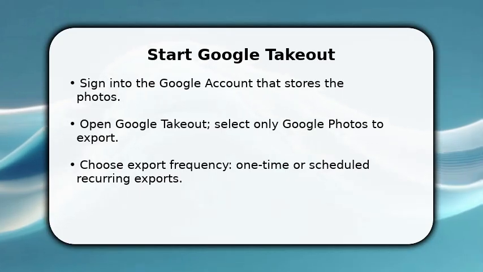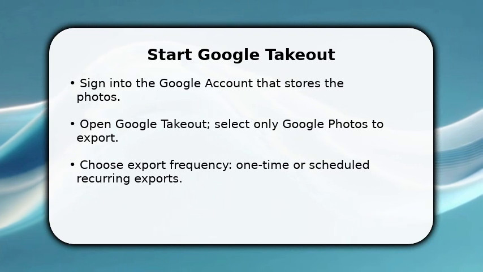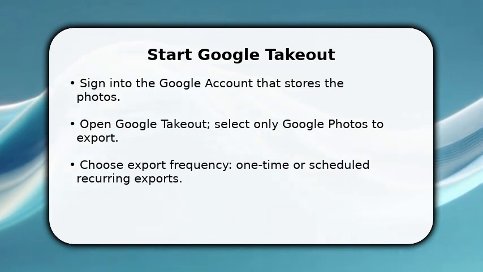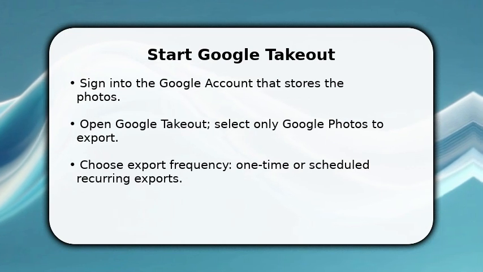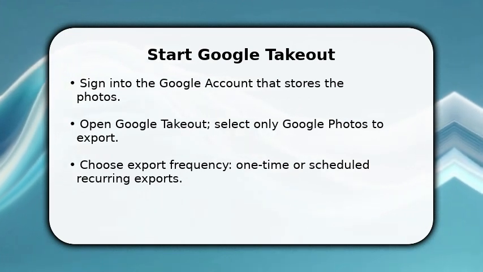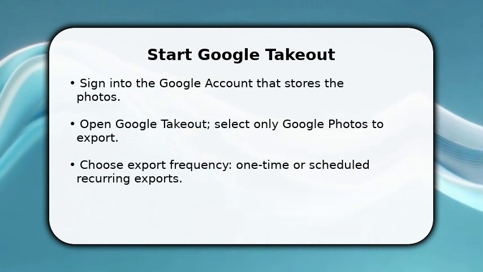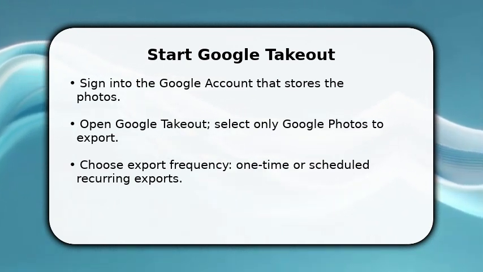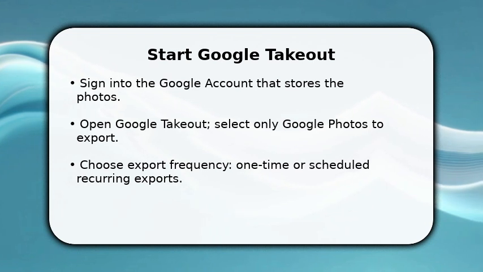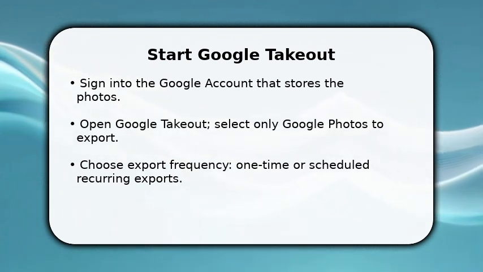You begin by signing into the exact Google account that holds the images you want. Next, open Google Takeout and immediately deselect all products except Google Photos so export size is manageable. Once done, pick export frequency. A one-time export is simplest. Schedule recurring exports only if you need regular backups.